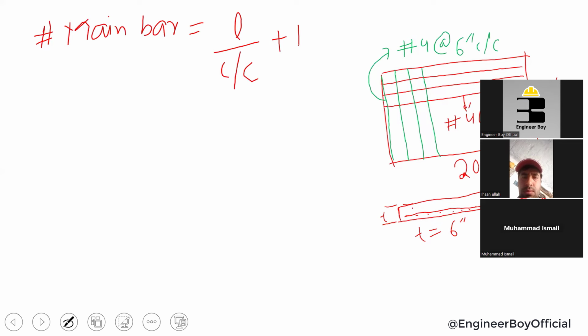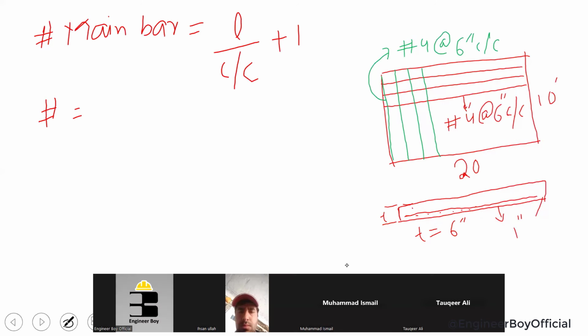Okay, it is an extra bar. So this is the formula, you can say. It means the number of bars can now be determined from the length. As you can see, if we need to determine the number of main bars, it is just dividing the span, which is 20, by the spacing. It is just dividing the long space, it means.